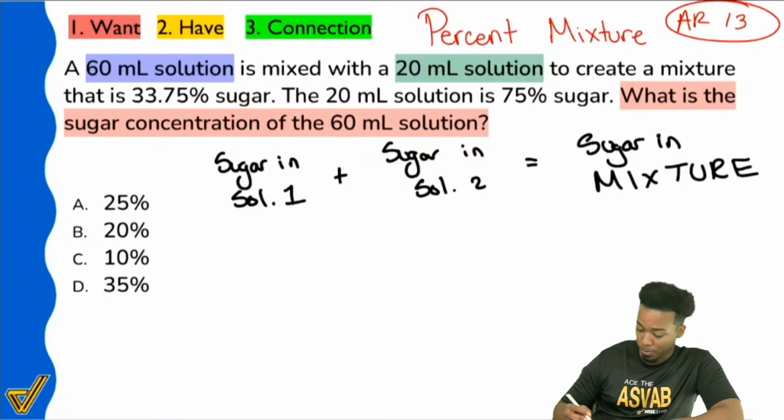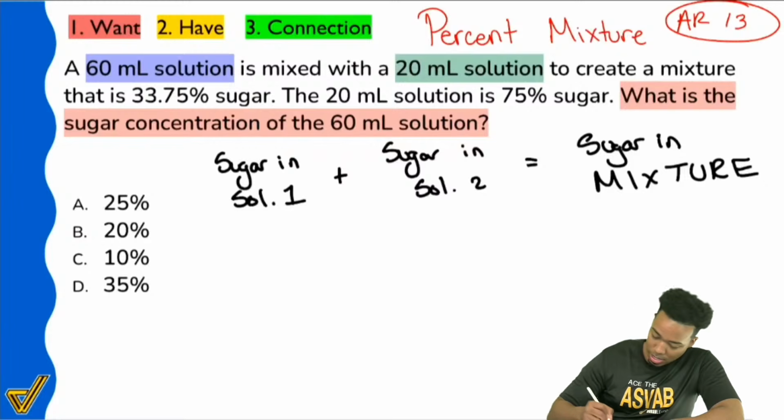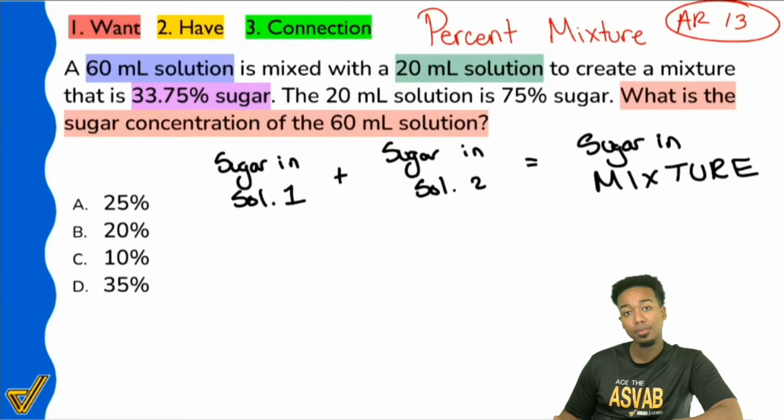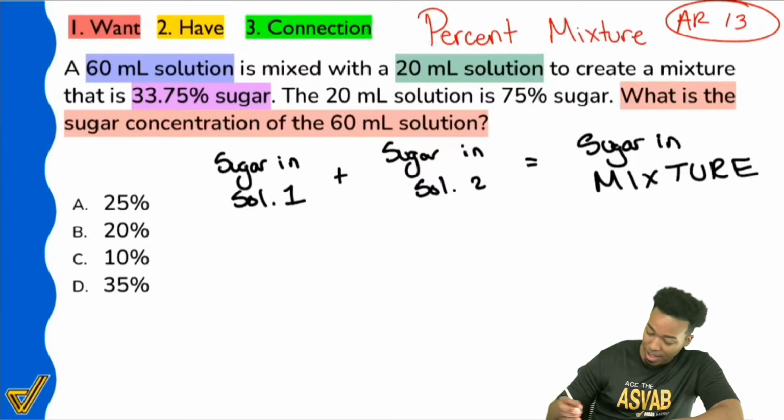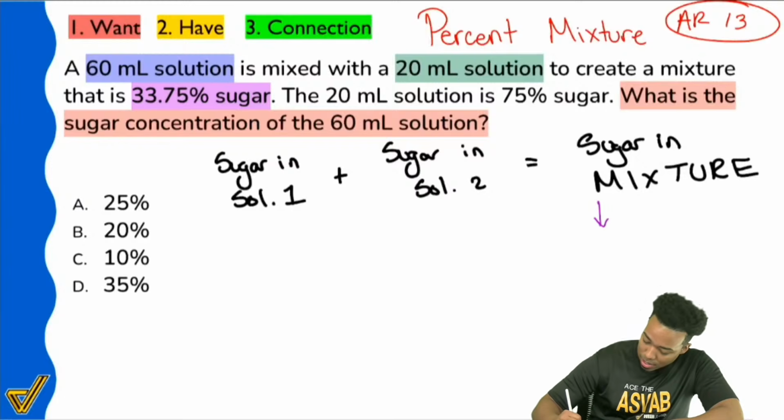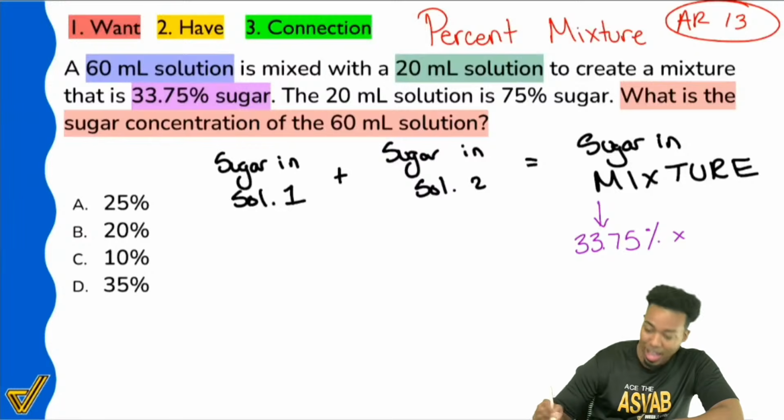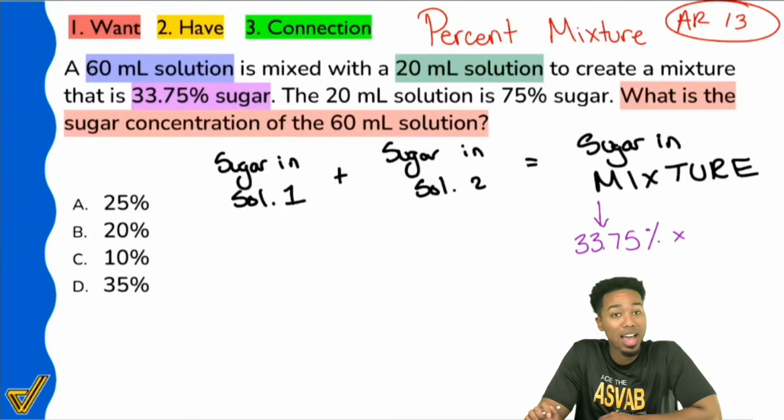So my party people, this right here, let's use purple. This is the percent of the mixture, everybody. Does that make sense? That 33.75% is times an amount. That's what we have to make sure we take into account. My party people, what is the amount? What's the total? What's the original for the mixture? For the combined mixture, what's that going to be?